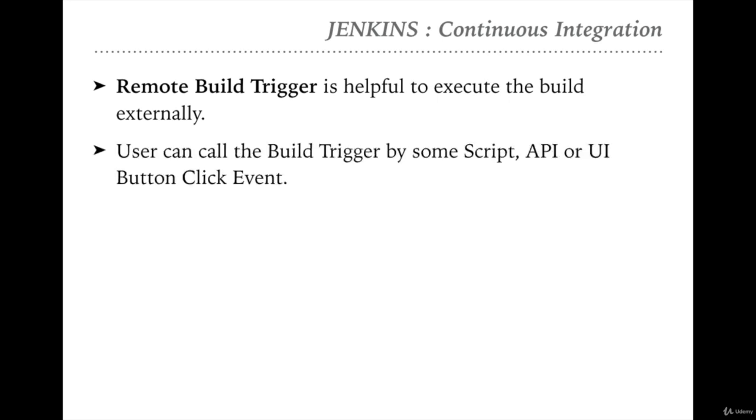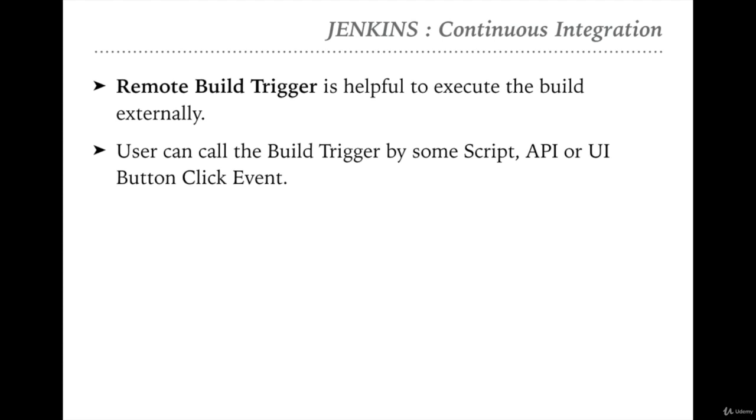Let's discuss the use case of the remote build trigger. If we are using the remote build trigger, you can execute your build with the help of some scripts, with some API calls, or on a UI button. Like you can configure the URL of your Jenkins server job on the button click, so whenever a manual user or some other business stakeholders click that particular button, a job will be triggered on your Jenkins server.